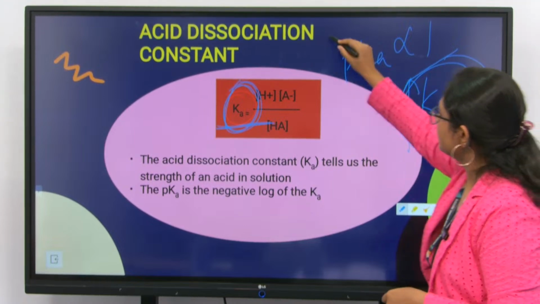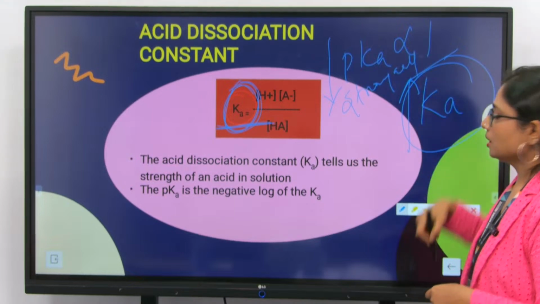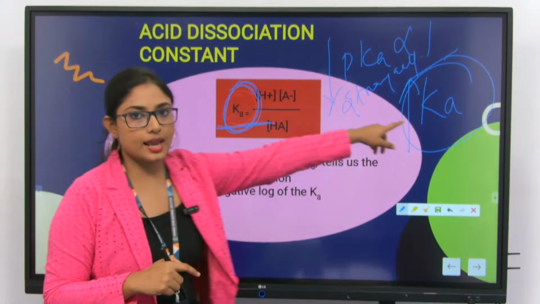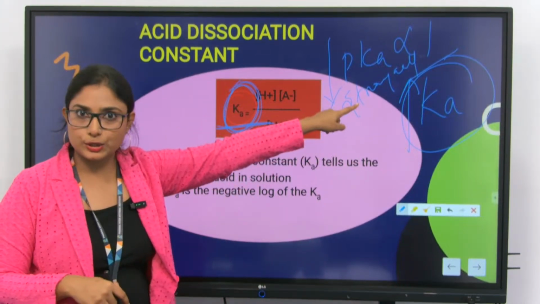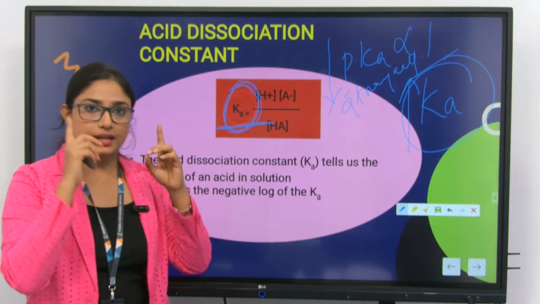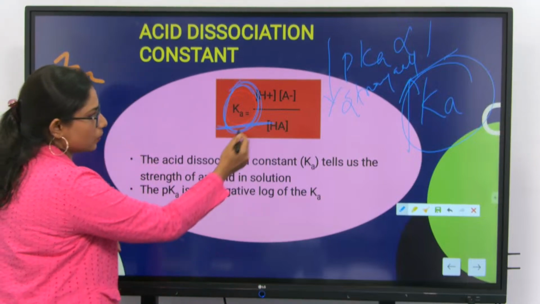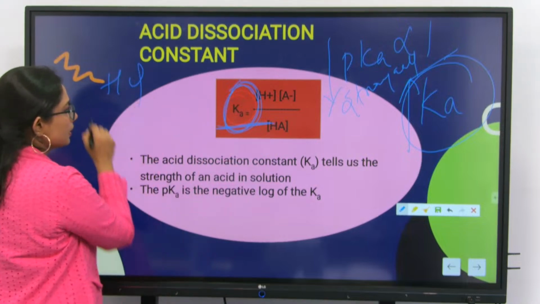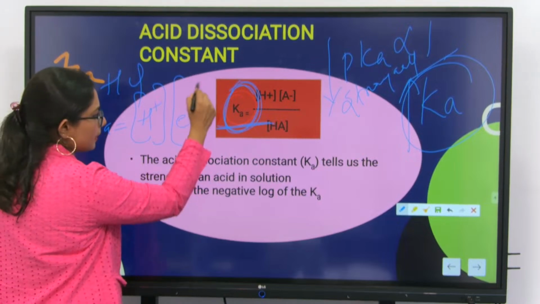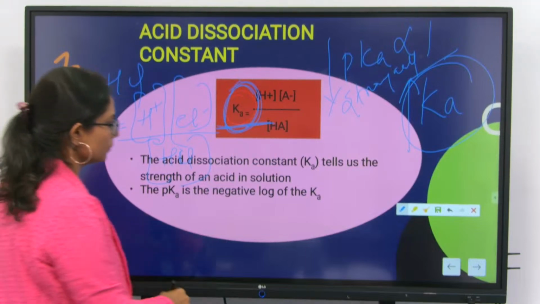More the Ka, lesser the pKa. That means stronger will be the acid. So more the Ka means more will be the dissociation of the given acid. So more the Ka, lesser will be the pKa value. So we need a lesser Ka value for easy diffusion to decrease the ionization. Ka is equal to, when I take HCl, the concentration of H plus into the concentration of Cl minus ion divided by the concentration of HCl. This is the equation.